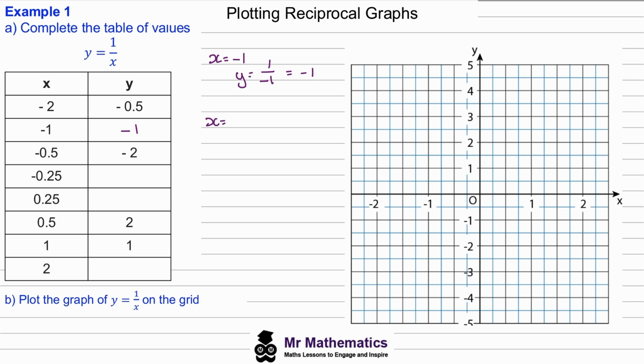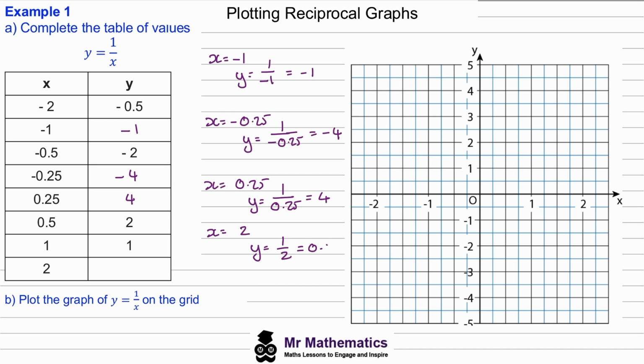And then when x is negative 0.25, y will be 1 divided by negative that quarter, which gives us negative 4. When x is 0.25, y will be 1 divided by the quarter, which is now positive 4. And when x is positive 2, y will be 1 over 2, 0.5.